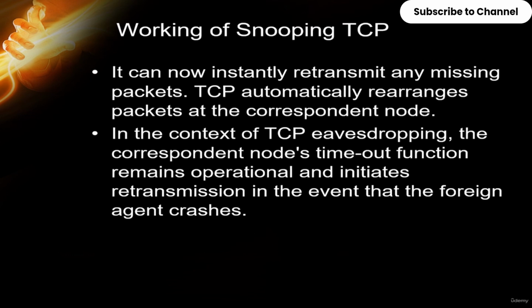So, and further, the TCP, if any packets are missing, the TCP automatically rearranges the packets to the corresponding node. As we already saw, there is a sequence number. Based on the sequence number, the packets are transferring. So the TCP automatically rearranges the packets where the nodes need to receive.